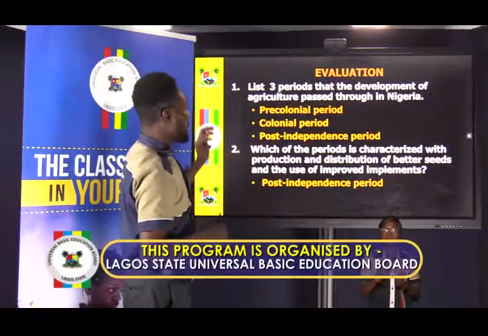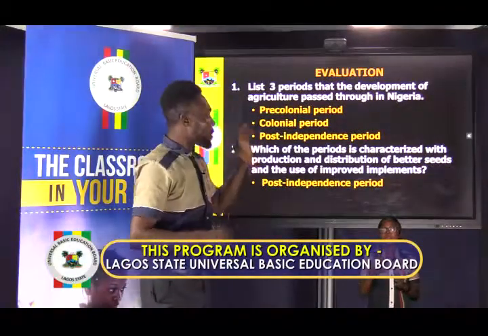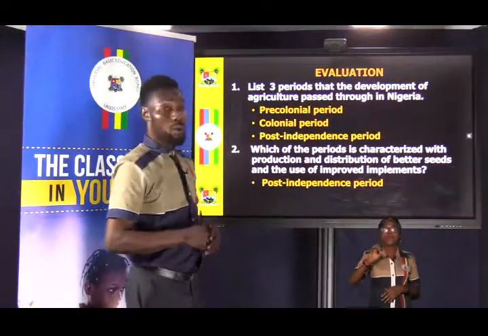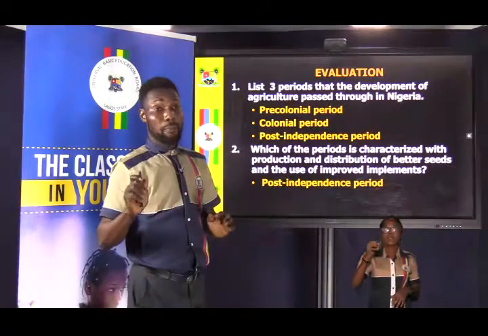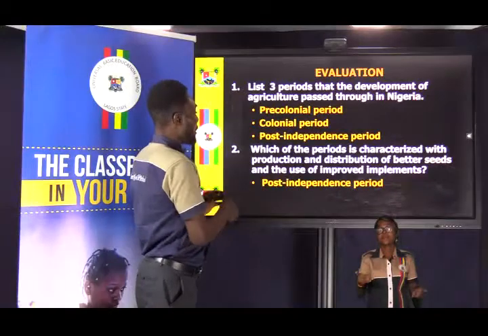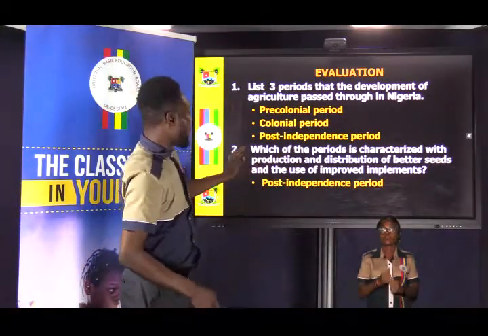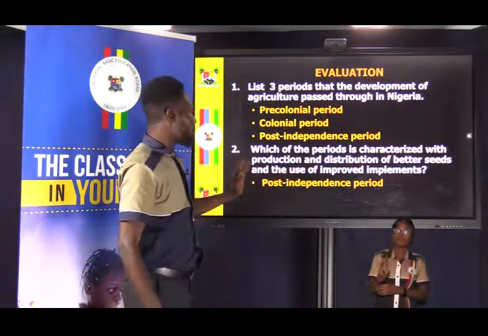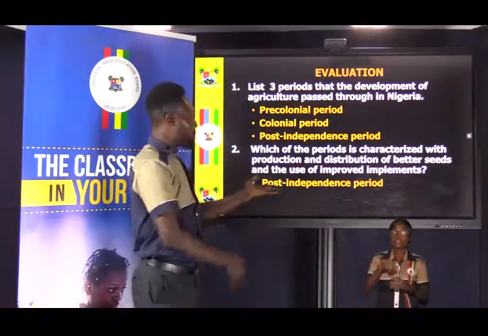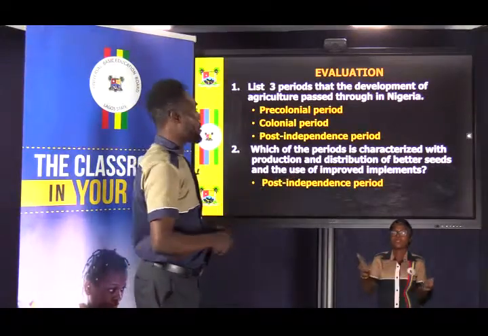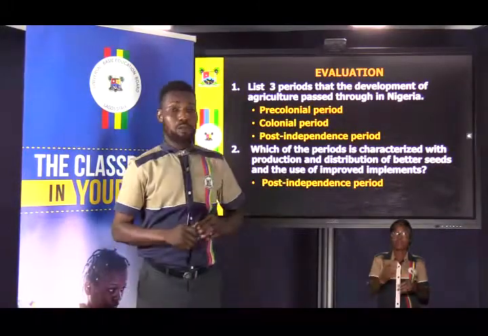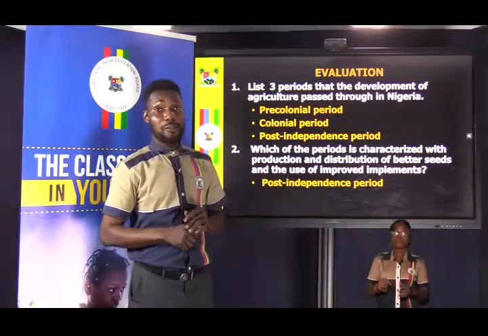Number 1, list 3 periods that development of agriculture passed through in Nigeria. Don't forget, pre-colonial period, colonial period, and post-independent period. These are the 3 development of agriculture in Nigeria. And which of the periods characterized with production and distribution of better seeds and the use of improved implement? Don't forget, this during post-independence period. Mark accordingly and score yourself. If you got the 2 questions correctly, you deserve to be given a chair.